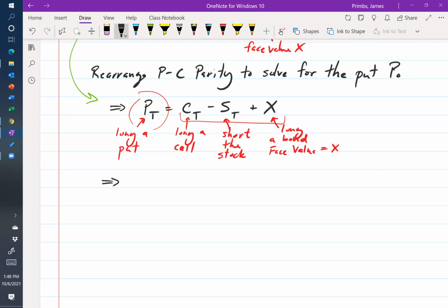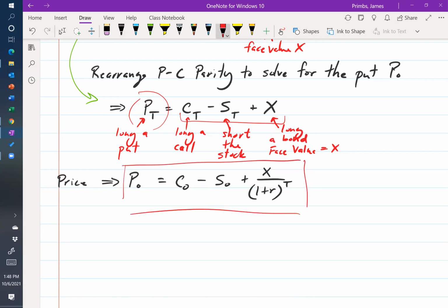So if I price each of these things, on the left, I'm talking about the price of a put, that's P0. On the right, I need the price of the call, that's C0. I need the price of the share of stock, that's S0. And I need the price of this bond with face value X, that's just the present value of it. Okay, and this was just rearranging put call parity.